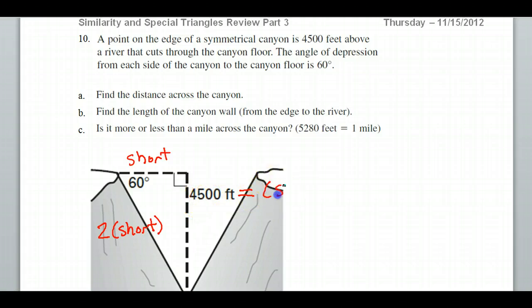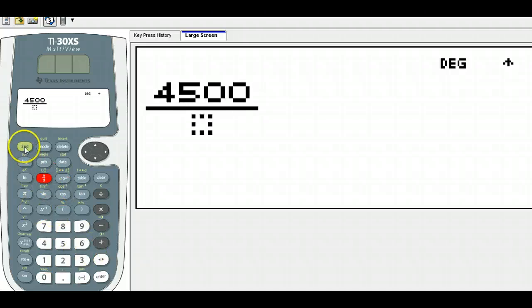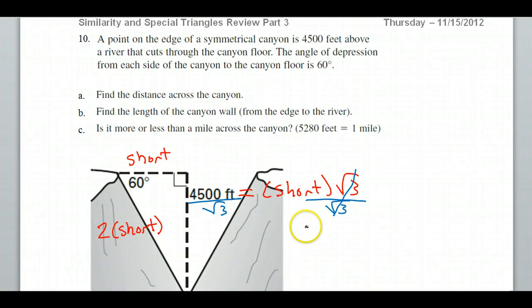So this should be equal to short radical 3. So this is the one we have to work with. So of course we are going to divide both sides by radical 3. Divide by radical 3, divide by radical 3. This should give us the short leg. So 4,500 divided by radical 3. It's not going to give us radical form this time, which is fine because this is a real world problem. So we have 2,598 with some decimals, 0.1. So 2,598.1 is equal to the short leg.